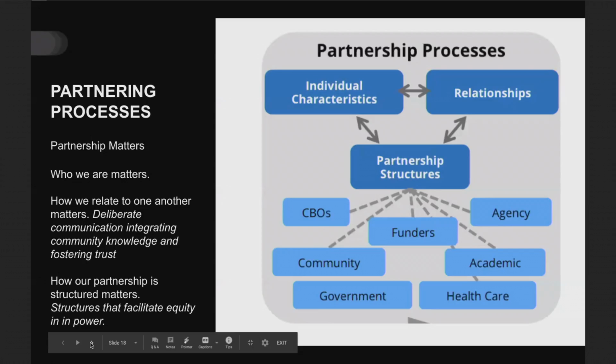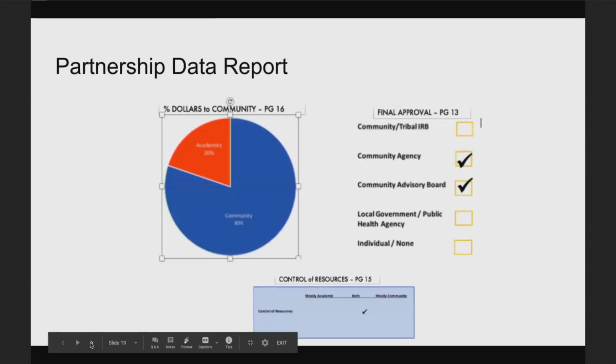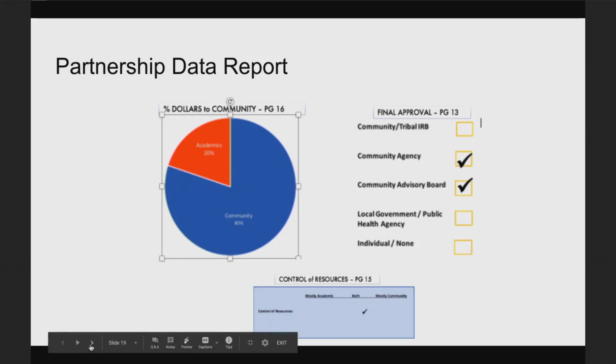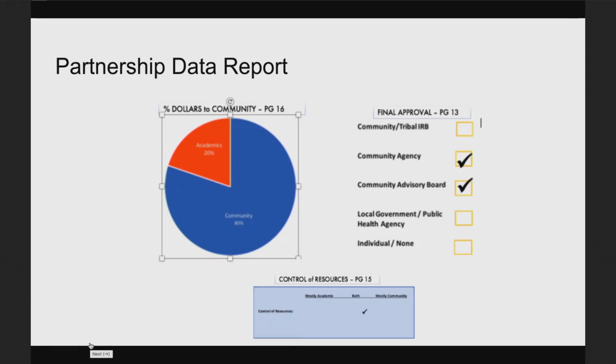Looking at certain data, like deliberate communication, integrating community knowledge and fostering trust led to better outcomes. How our partnership is structured, which facilitated empowering practices, also was helpful. And we have this in this partnership data report, where the different partners take this short survey, and it shows that certain things like percent of dollars to community, final approval, and control of resources all improve outcomes. So it's a simple thing.